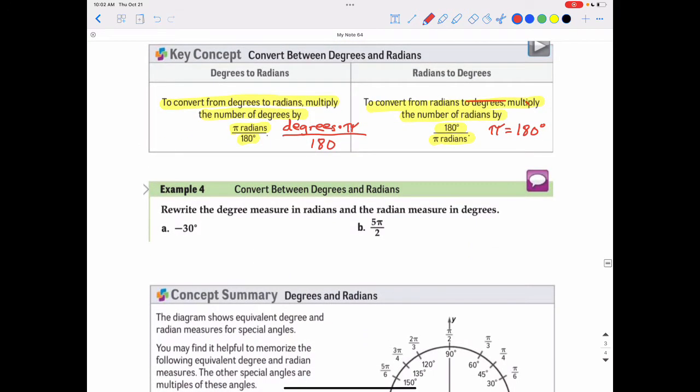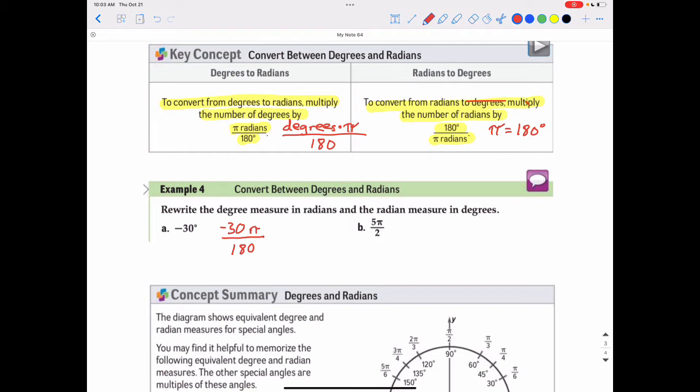So example 4, rewrite the degree measure in radians and the radian measure in degrees. So we have a negative 30 degree angle, so we must need to rewrite that into radians. So follow our formula that's up above. We'll take the number of degrees, which is negative 30, times pi divided by 180. So initially it would look like negative 30 pi over 180.